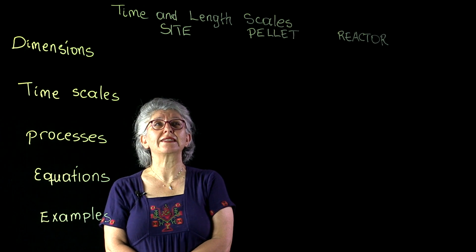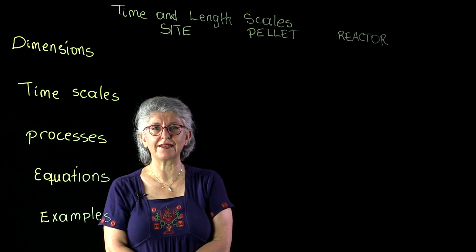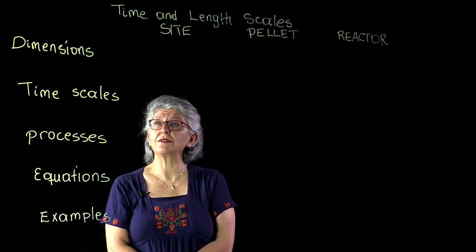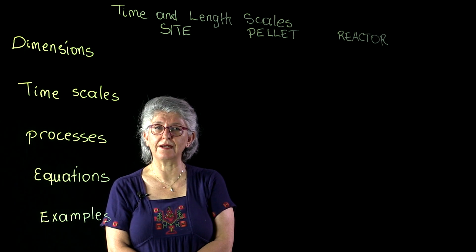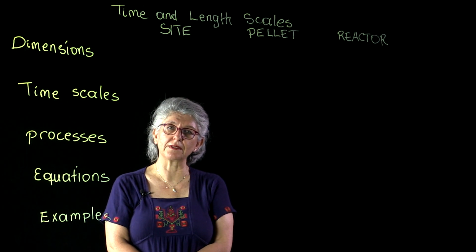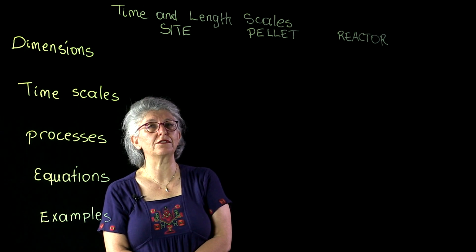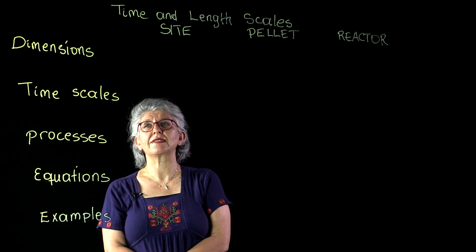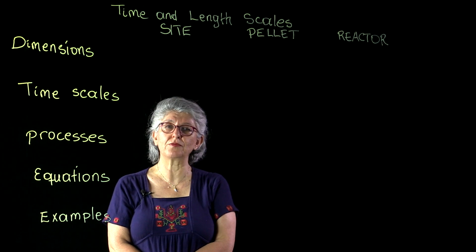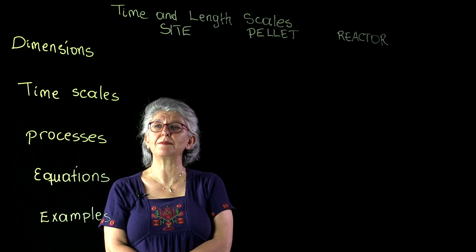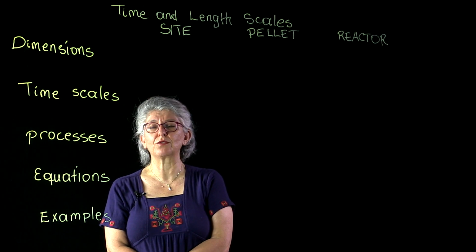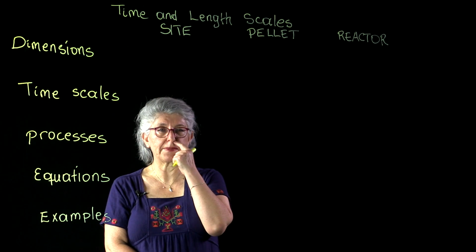We are going to discuss time and length scales that we are going to encounter in a reactor. In the previous video, we have seen the pellet, the pore, the particle, the active site in relation to the reactor. So let us scale them in terms of their dimensions, in terms of the time scales of the events that take place. What are those processes, which equations we are going to solve, and what are our examples?